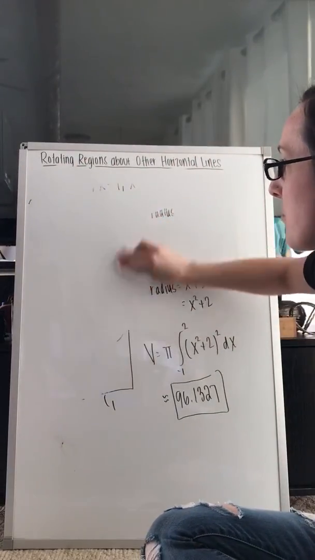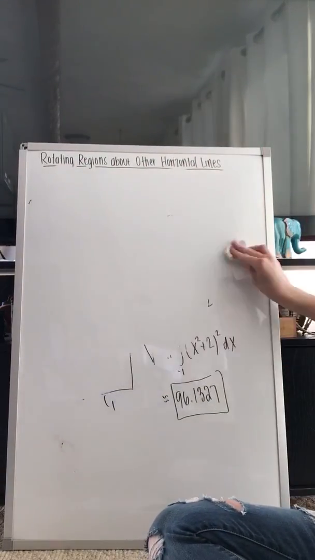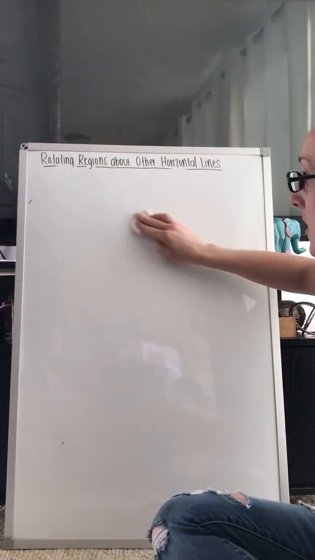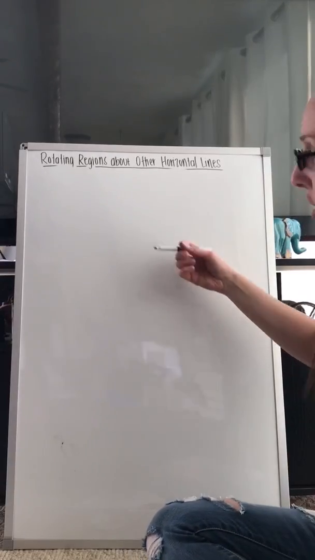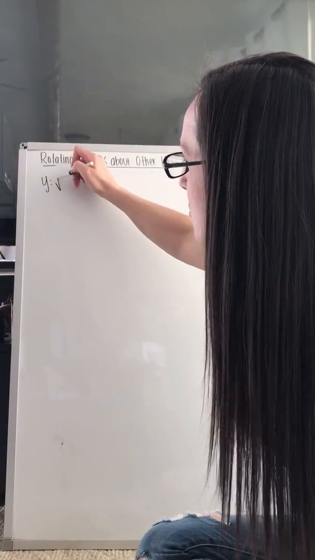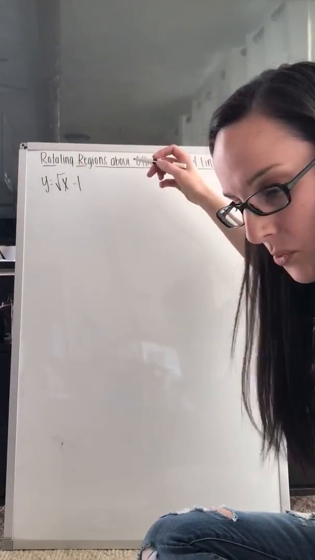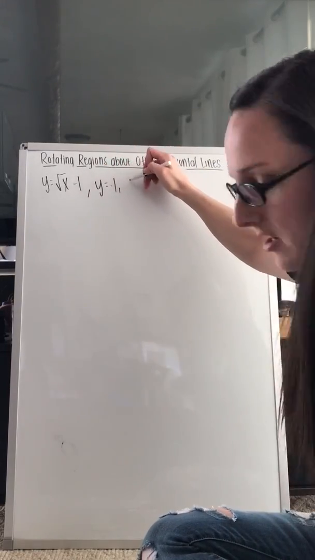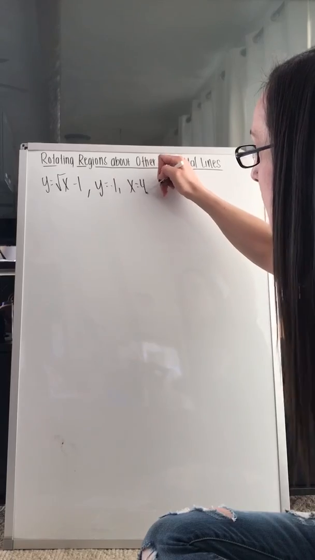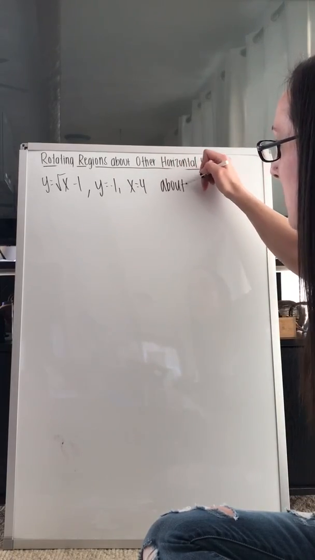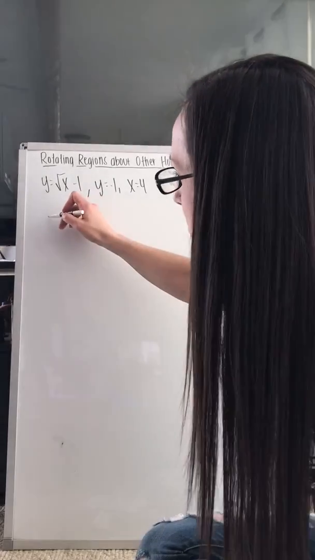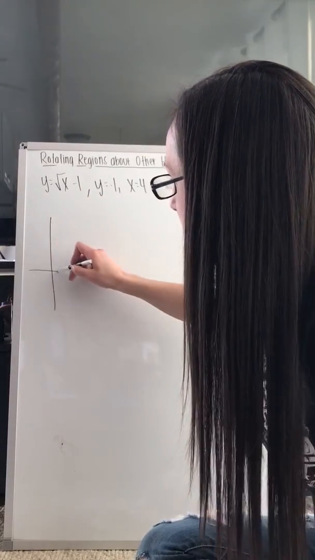So my next example, I'm going to go back to the square root, but this one's going to be a little bit different than the one that I just talked about in the last example. You'll see why in a sec. So now I want to revolve y is equal to the square root of x minus 1, bounded by y is equal to -1, x is equal to 4, and I'm revolving that about the line y is equal to -1. So I'll start off by drawing myself a quick little sketch here.